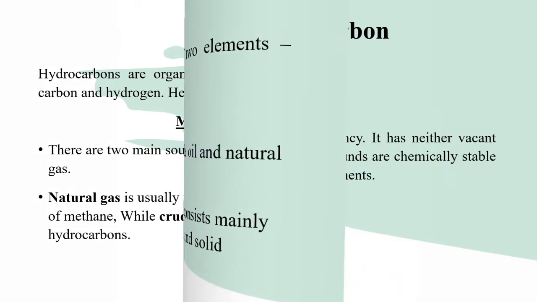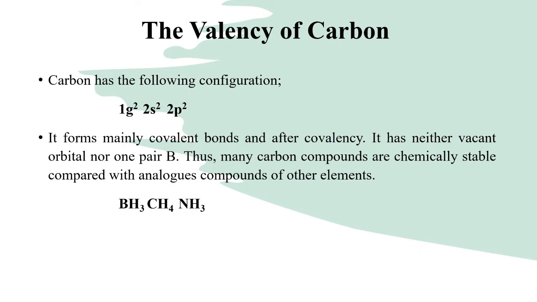The valency of carbon. Carbon has the following configuration: 1s2, 2s2, 2p2. It forms mainly covalent bonds, and after covalency it has neither vacant orbitals nor lone pairs. Thus, many carbon compounds are chemically stable compared with other elements.